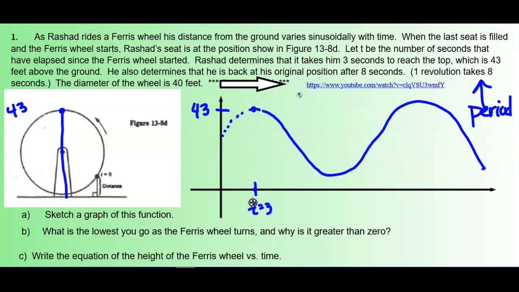So if this was at 3, 8 seconds later, which would be at 11 seconds, he's back at the top again. So he was at the top at 3, and it took 8 seconds till he got back to the top. I hope this is making sense.